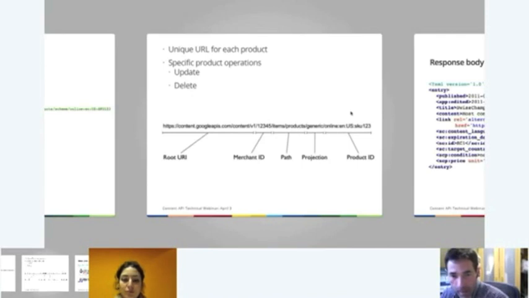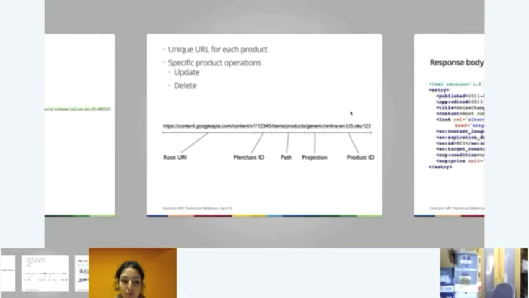The next is the path. So for items, the path is /items/products. But as people may know, there are other operations that can be performed with the Content API. So there are other paths. There's a managed accounts path for MCA operations. There's a data feeds path for data feed operations. And there may be more paths as the Content API grows.